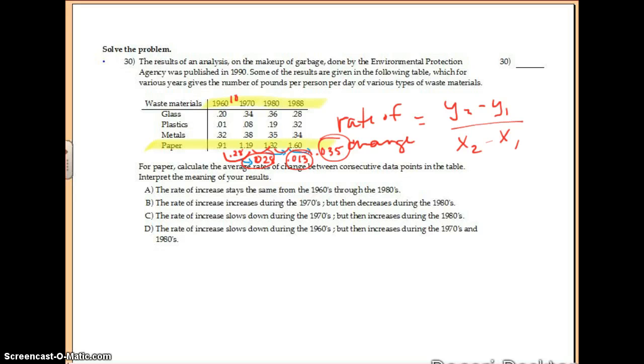C, the rate of increase slows down in the 70s, but then increases in the 80s. So in the 60s, it's 0.28, then it is a little bit lower in the 70s, then it's higher again. So that seems like C would probably be the right answer. And then D, the rate of increase slows down during the 60s, but then increases during the 70s and 80s. So no, it goes up, then it goes down a little bit in the 70s, then it comes back up in the 80s. So C is the correct answer.